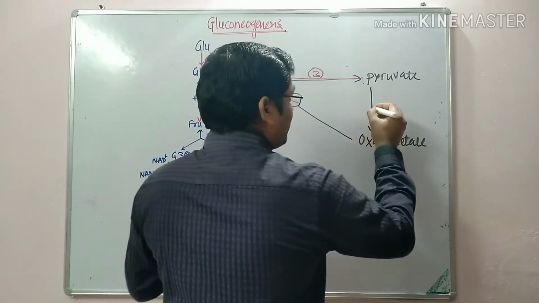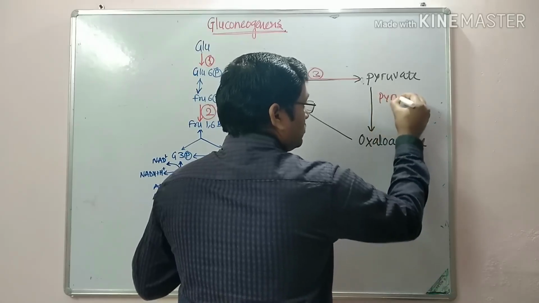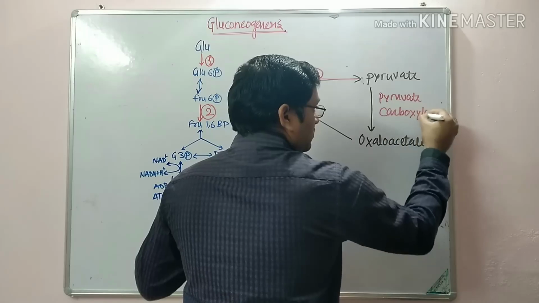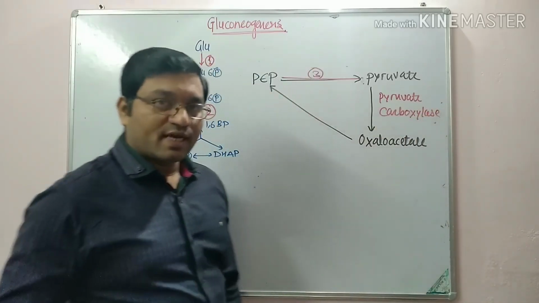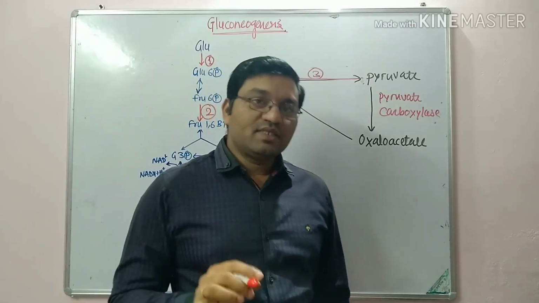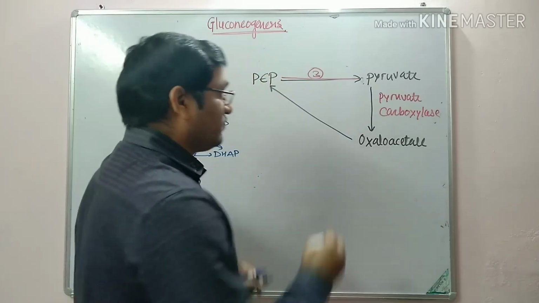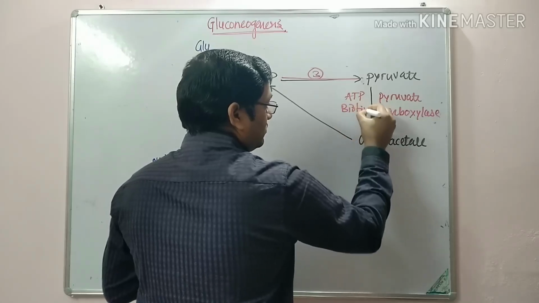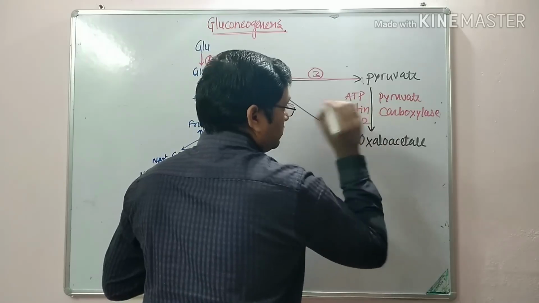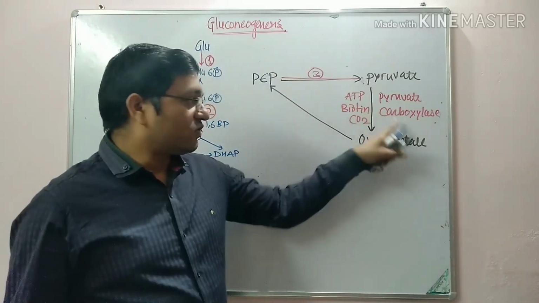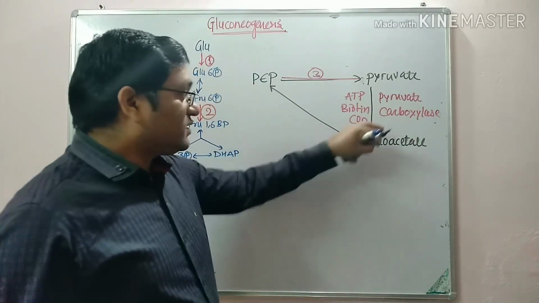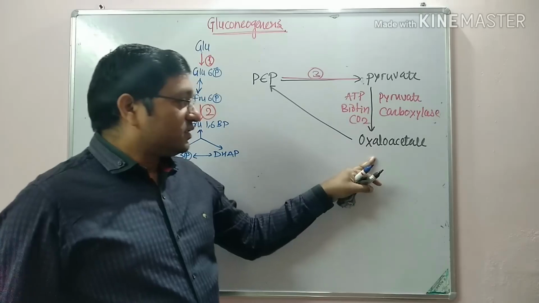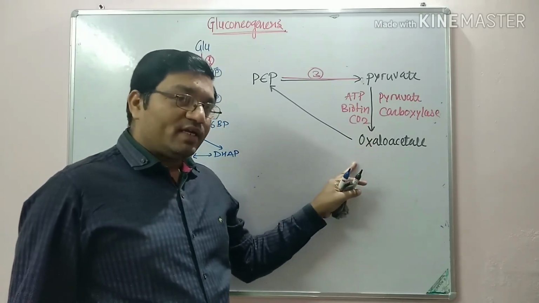The first one is pyruvate carboxylase. This is a carboxylation reaction, and remember, the ABC are required for a carboxylation reaction. The first thing is ATP, then biotin and CO2. These three things are required for the carboxylation reaction. By this carboxylation reaction, pyruvate is converted into oxaloacetate. Then this oxaloacetate is converted into malate.